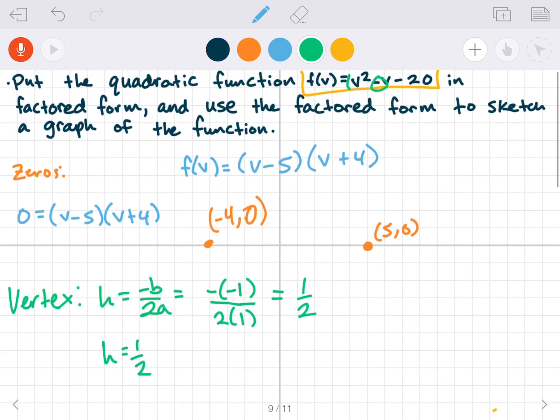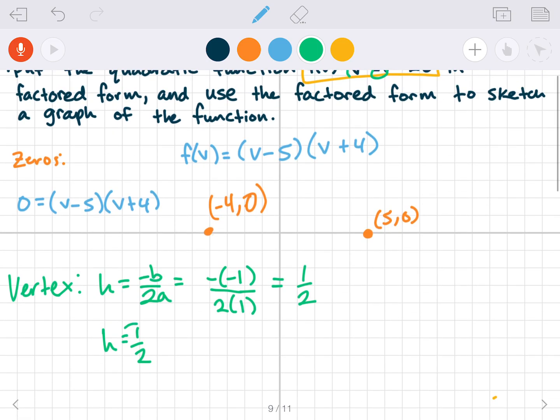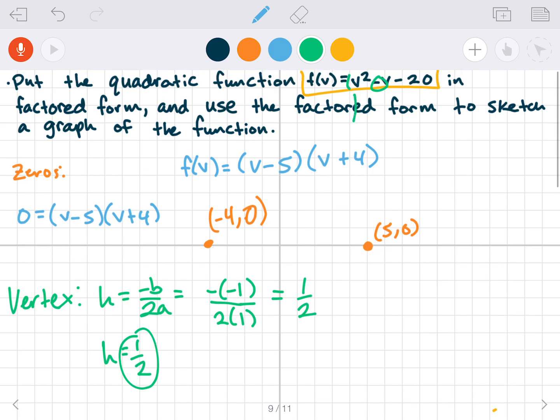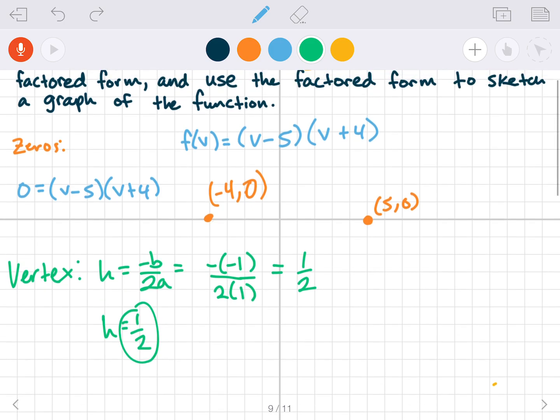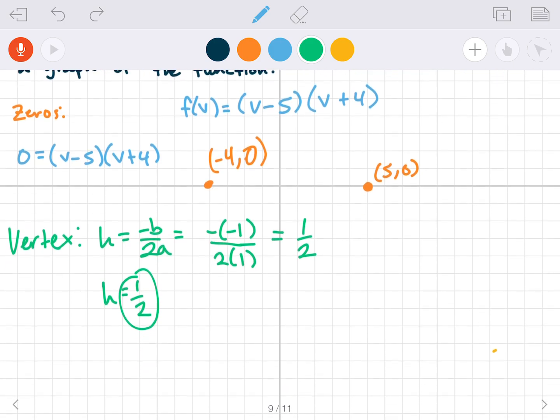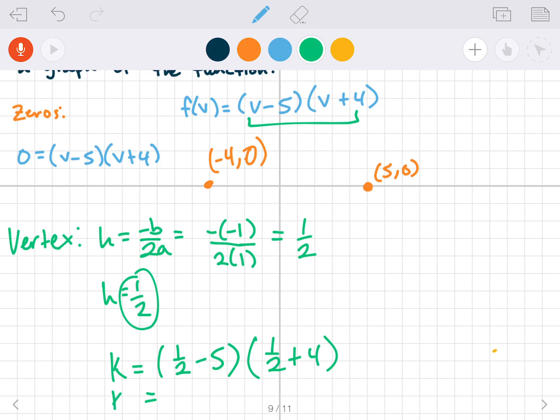Now again, you can use the standard form, plug in 1/2 into v up here, or you can use the factored form. Doesn't matter, you're going to get the same answer. I'm going to use the factored form. So k, this is their factored form, is going to be 1/2 minus 5, I'm plugging in 1/2 for my variable, times 1/2 plus 4. And let's go ahead and evaluate this.